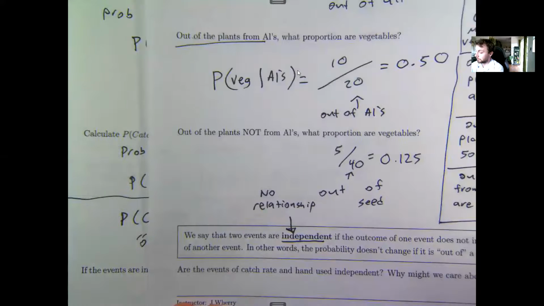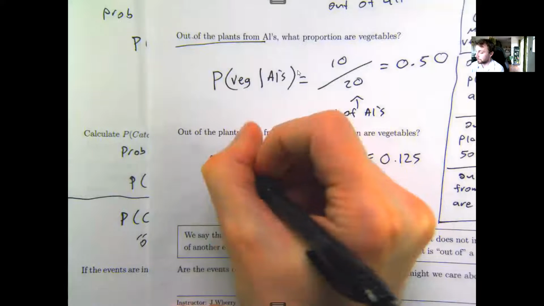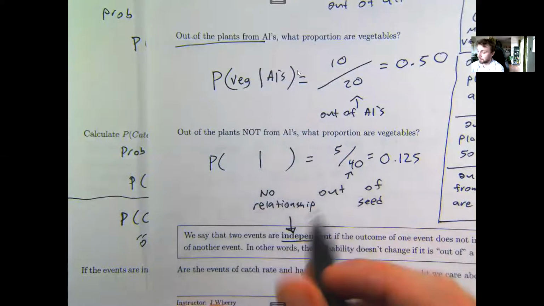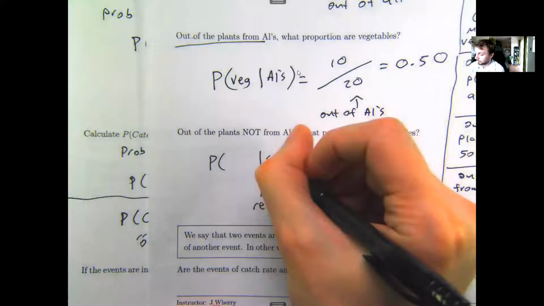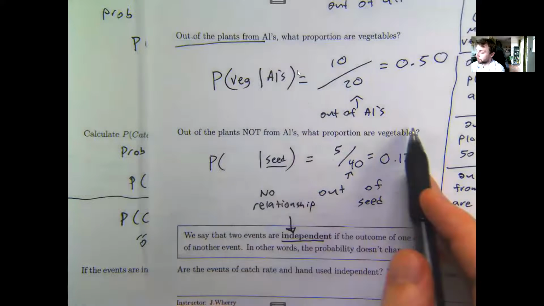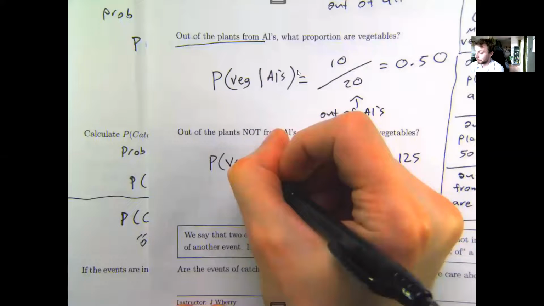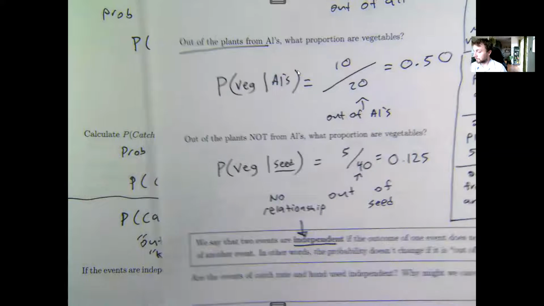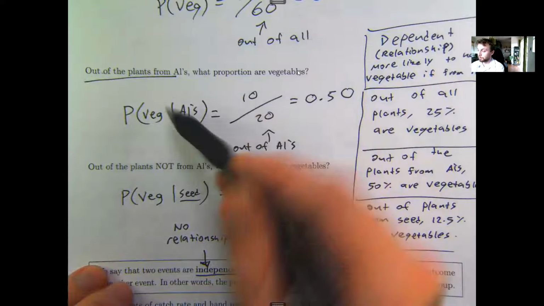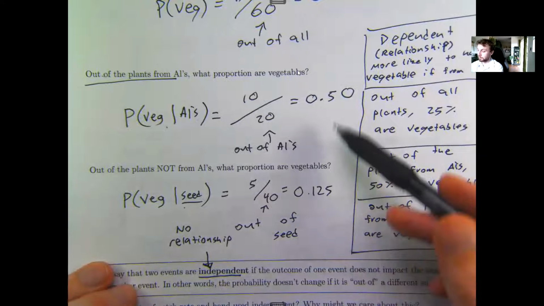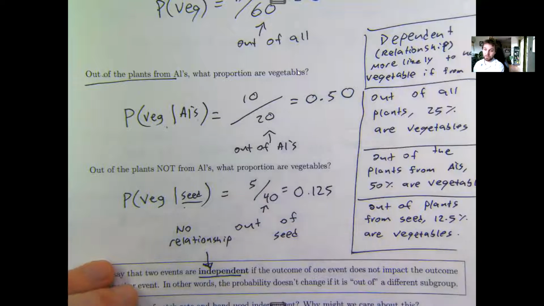For this next ratio, I was dividing by the amount of seed, out of seed. I'm dividing for given seed. I'm looking for the proportion of vegetable inside of that. So I'd have veg come first. You may notice that in these problems, the probability of veg given owls and veg given seed were different ratios, and that gave us a dependent relationship.